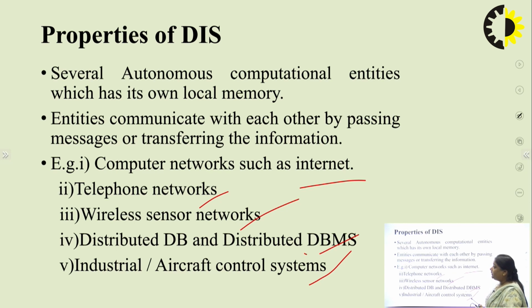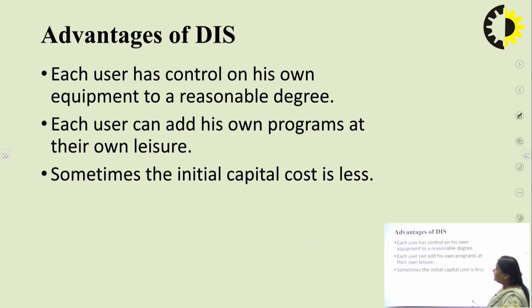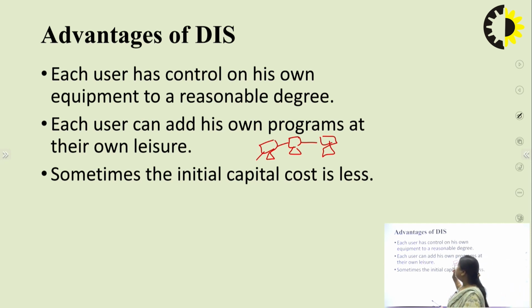So, in a distributed information system, what are the advantages of DIS? Advantages are each user has control over his own equipment to a reasonable degree. Each system that is linked to each other, okay, to a reasonable degree. So, everybody has access to their own system.